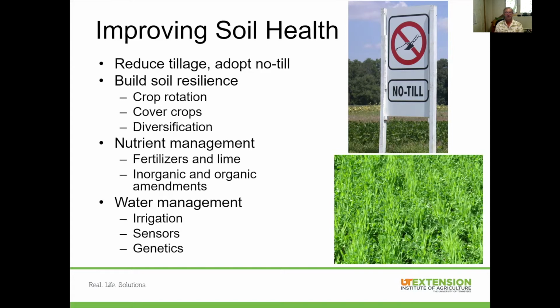In addition to improving soil health, nutrient management and water management is very important. We'll just be touching on those briefly. Some of these are covered quite well in other tours on this particular field day.